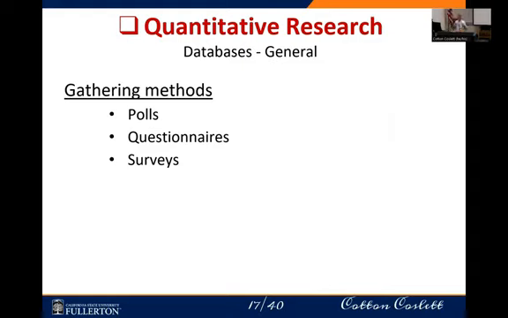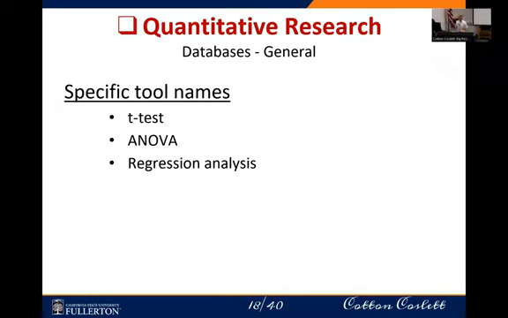Another thing to consider while you're using these databases for keyword searching is how this research is gathered. As we mentioned earlier, polls, questionnaires, and surveys can be an extremely helpful way to make sure you're getting that gathering method in the results that you're getting back. And as Lahua mentioned, there are also specific tools used in quantitative analysis. Searching with these as keywords can also be quite helpful. Terms such as t-test and ANOVA can be quite useful. Regression analysis in particular is very specific, but it will bring back considerable amounts of results, all using that specific type of analysis.